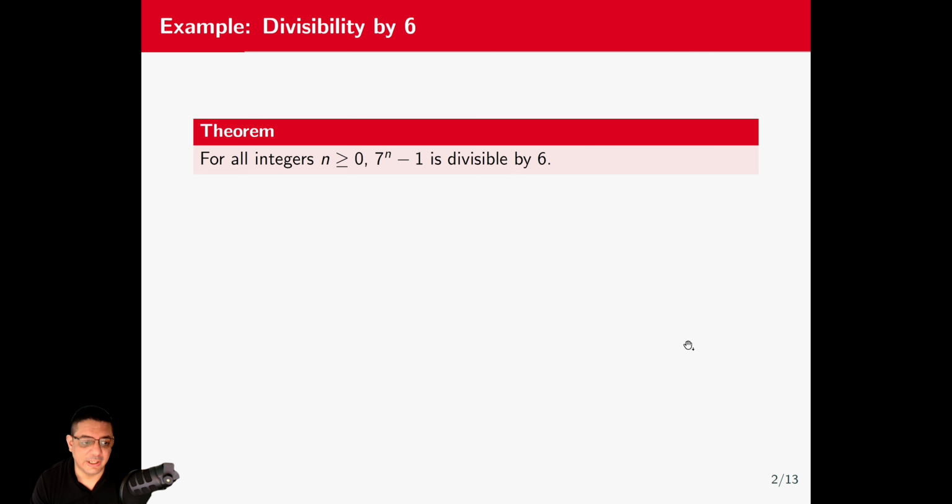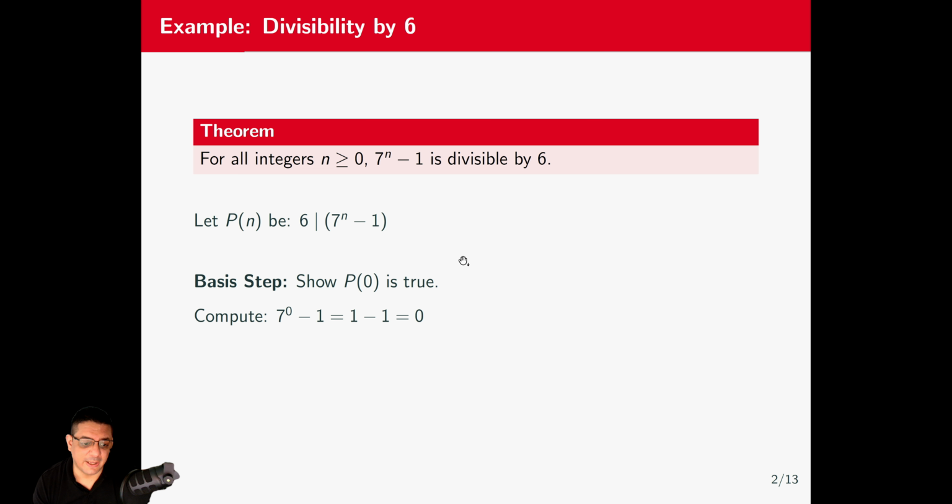So let's see an example of that. For all integers n bigger than 0, we have that 7 to the n minus 1 is divisible by 6. So first, let's state what P of n is. P of n will be: 6 divides 7 to the n minus 1.